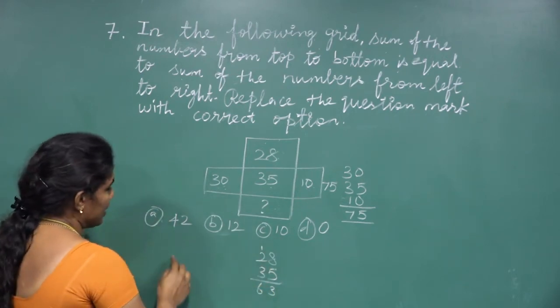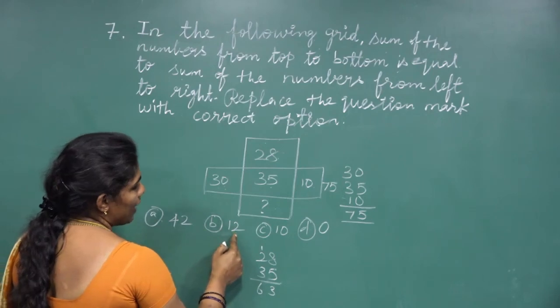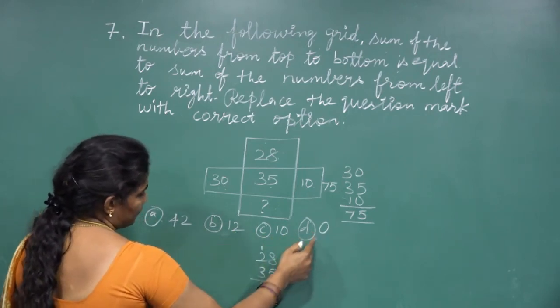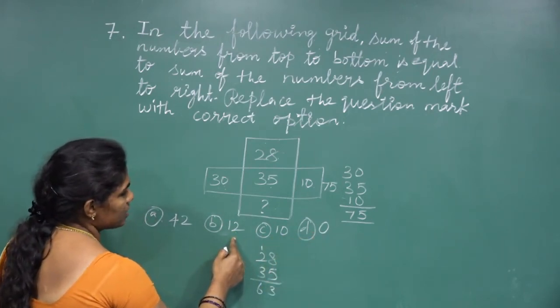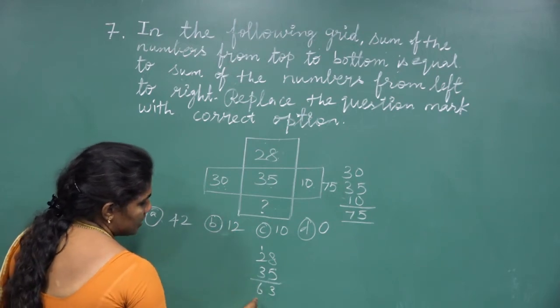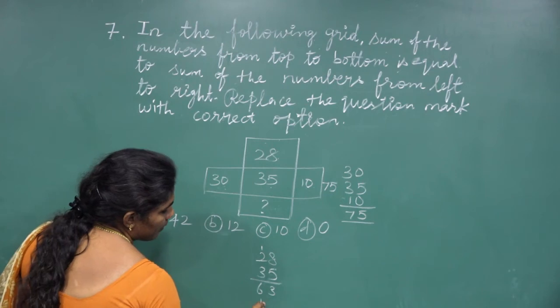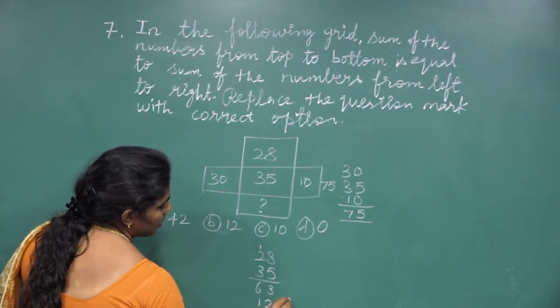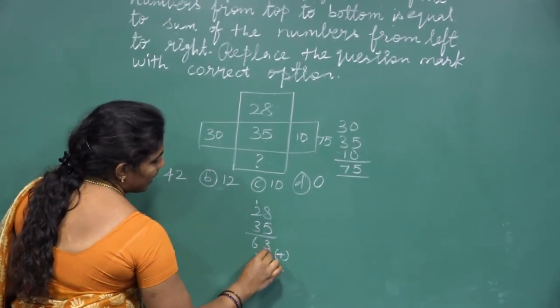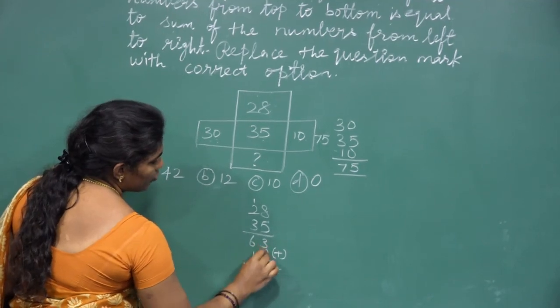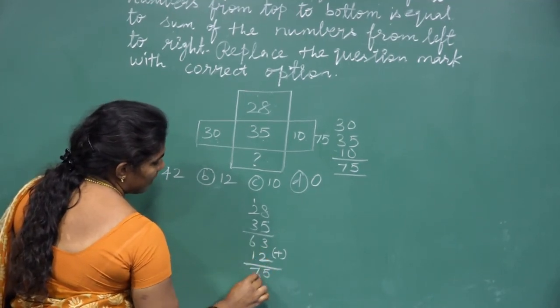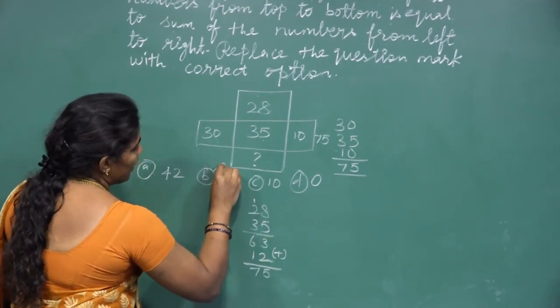See the options: 42, 12, 10, 0. Say which option is correct? 12 only. We want to add 12 with 63. We get 75. 3 plus 2 is 5. 6 plus 1 is 7. So the answer is 12.